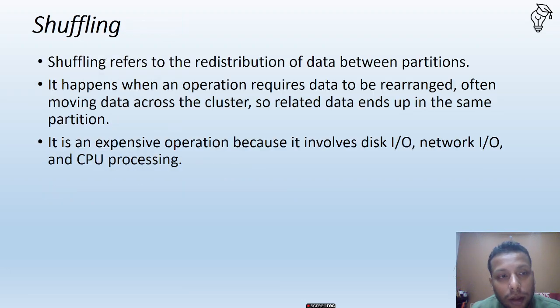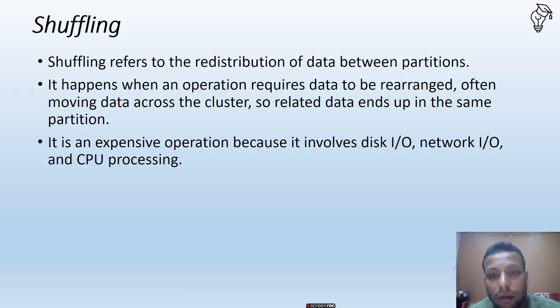Before that, the most important thing is shuffling. Everyone has heard this word, shuffling; how does it work in Spark, and we can say PySpark. Shuffling refers to the redistribution of data between partitions. It happens when an operation requires data to be rearranged, moving data across the cluster, so related data ends up in the same partition. So why is it happening?